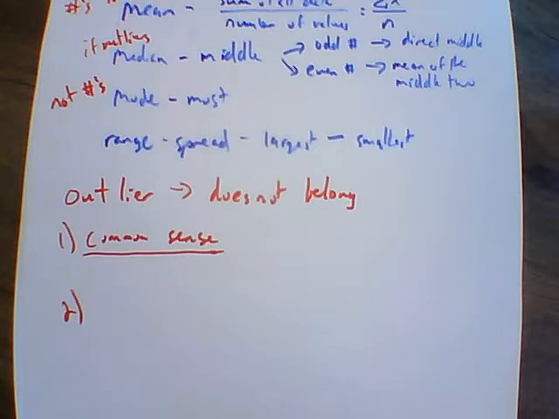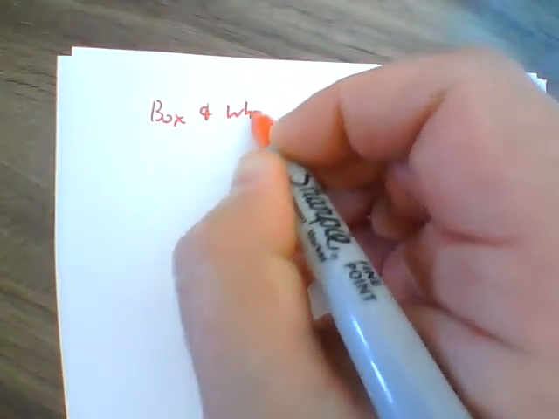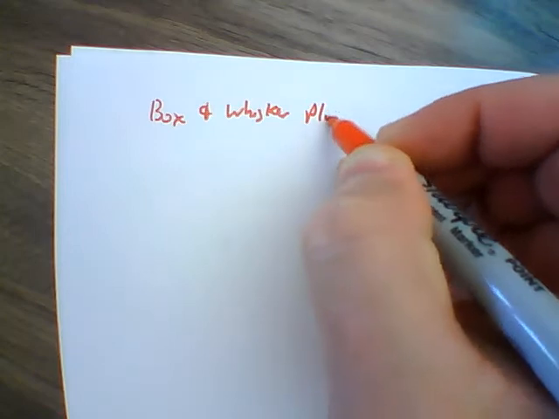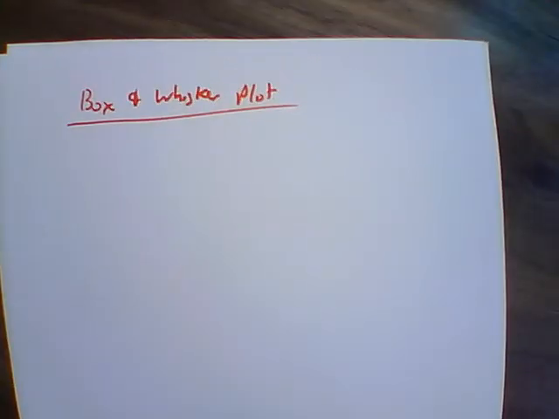So to understand this second way here, we're going to have to first cover the Box-and-Whisker plot, okay, which is the other part of this data. Okay, so the Box-and-Whisker plot. In the Box-and-Whisker plot, we basically have what's known as a 5-number summary.